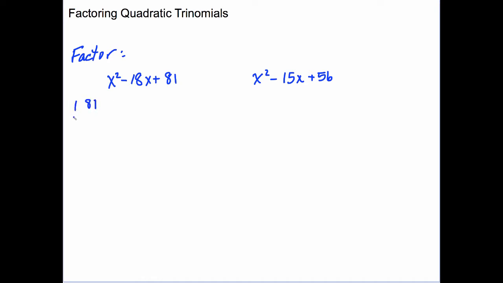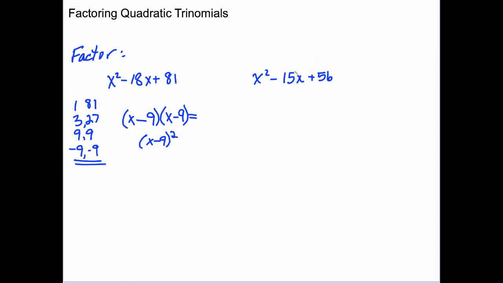Well, that doesn't work. How about 3 and 27? Nope, that doesn't work. How about 9 and 9? Well, 9 and 9 multiply to 81, but they don't add to negative 18. However, negative 9 and negative 9 also multiply to 81, but they add up to negative 18. So these are the numbers that we're looking for, and the factors will be x minus 9 times x minus 9. This can also be written as x minus 9 squared.